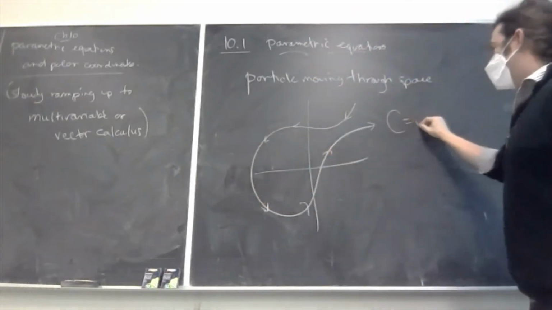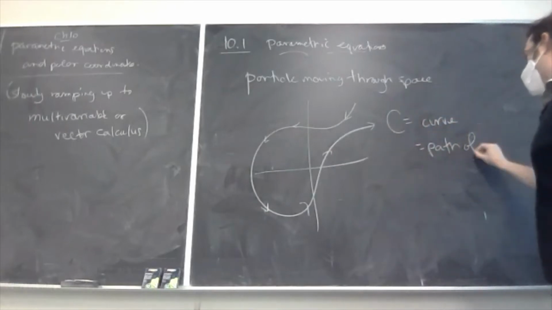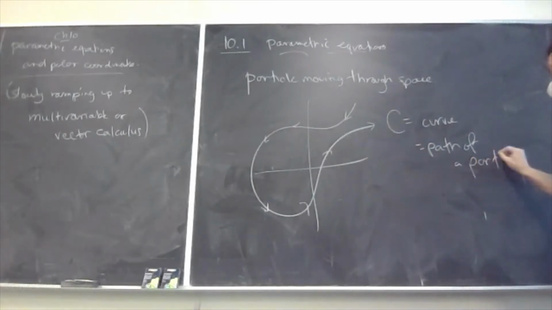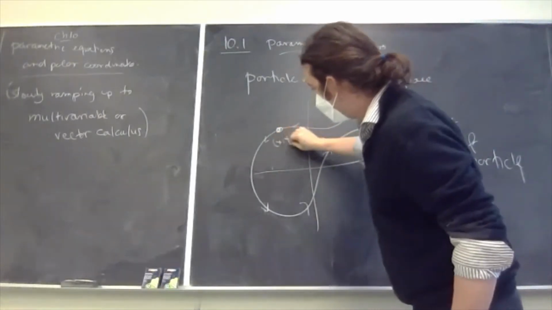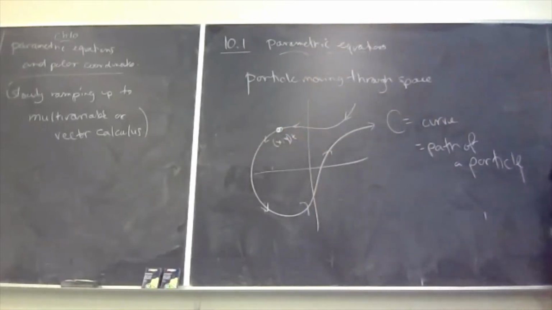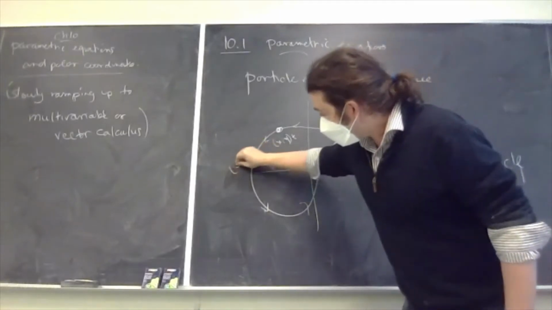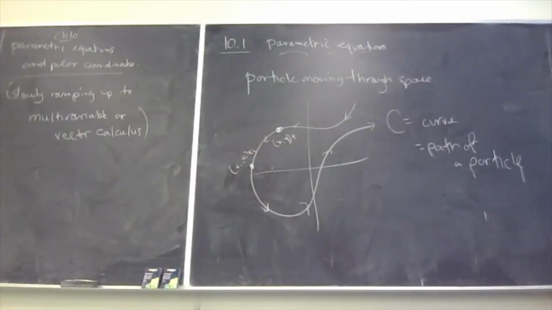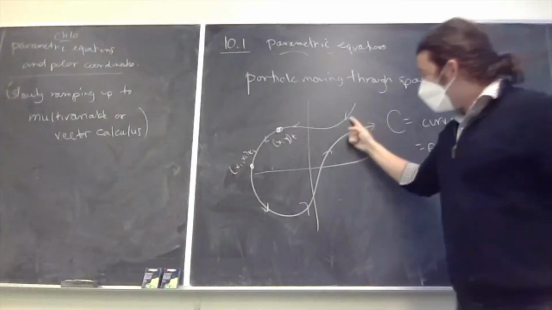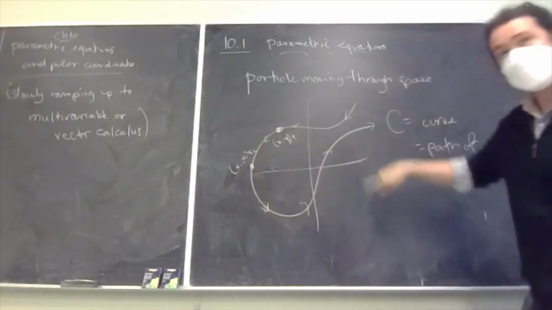So C is a curve, which you can think of as being the path of a particle. As time changes, the particle changes its position on the path. At a given time t, the particle is here. At a different time, maybe it's somewhere else. There's a different x. There's a direction of motion. Time evolves, the particle slides. This is directed, so the arrows are here to indicate the direction of motion.